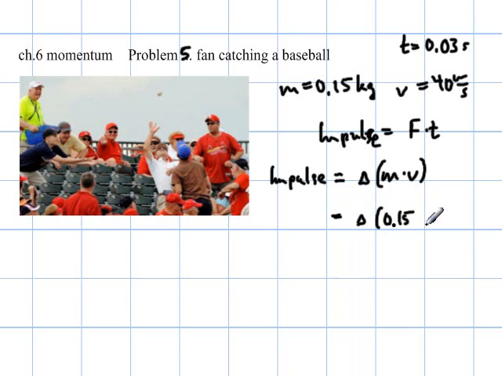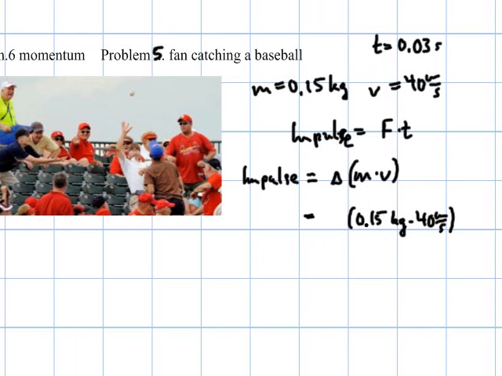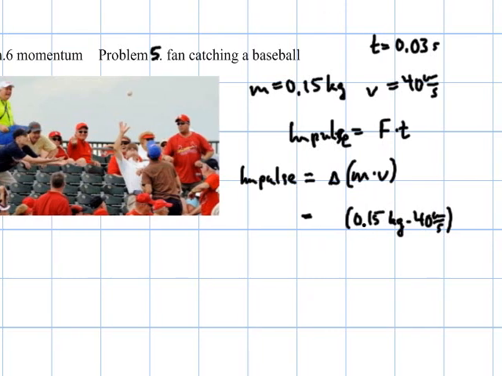it's 0.15 kilograms times 40 meters per second, and I actually don't need that delta there, get rid of it. I need a little bit more space. This was supposed to be an equal sign.